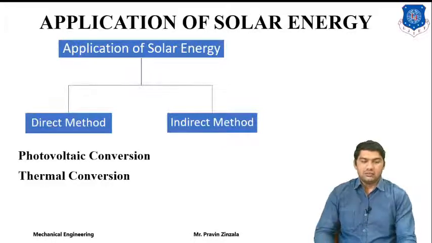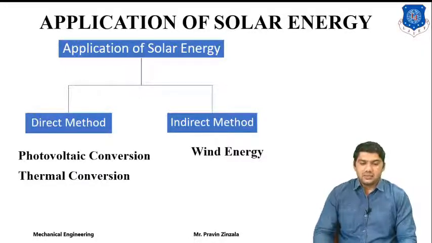Second is the indirect method, meaning we are also indirectly utilizing the solar energy in different ways, like wind energy, in which wind is created due to solar radiation. It is created due to density differences, and the density difference may be created by solar energy. So wind energy is also one type of indirect method of solar energy.